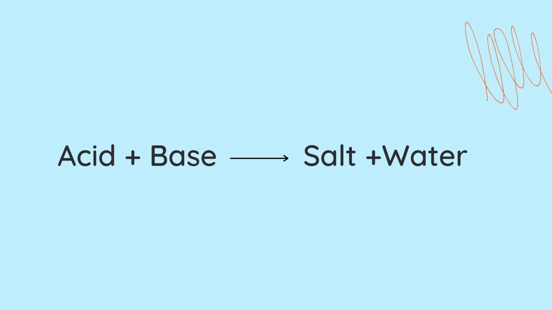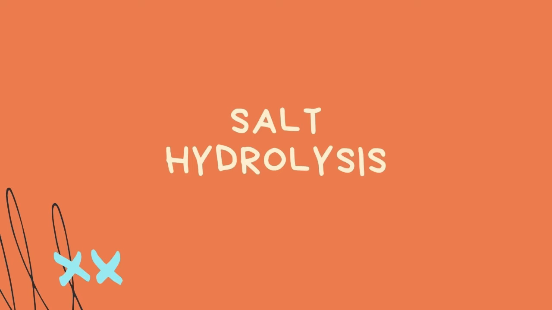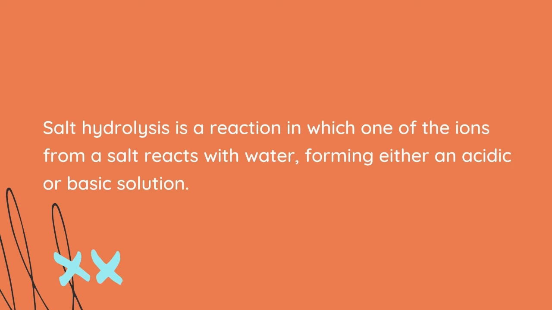And how to make salts? You might recall learning that an acid plus a base becomes a salt and water. And that is right for inorganic salt. The reaction is called salt hydrolysis. And now, what is salt hydrolysis? Salt hydrolysis is a reaction in which one of the ions from a salt reacts with water, forming either an acidic or basic solution.